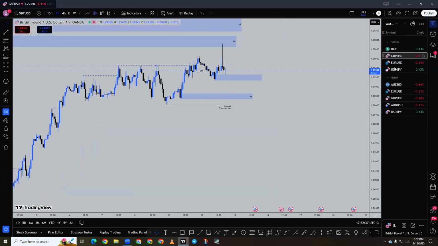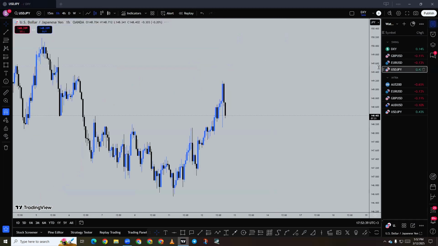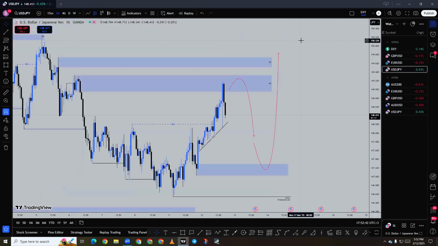So let's move on to USDJPY. And this is what we are having on the USDJPY. I actually did send this setup on my free Telegram community. I did tell people once we tap into this zone, we should expect that move to the downside.